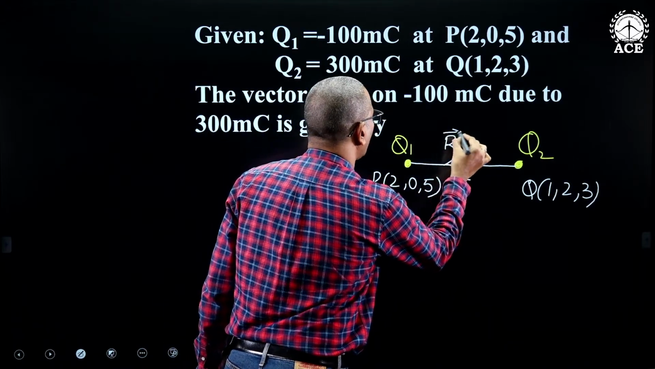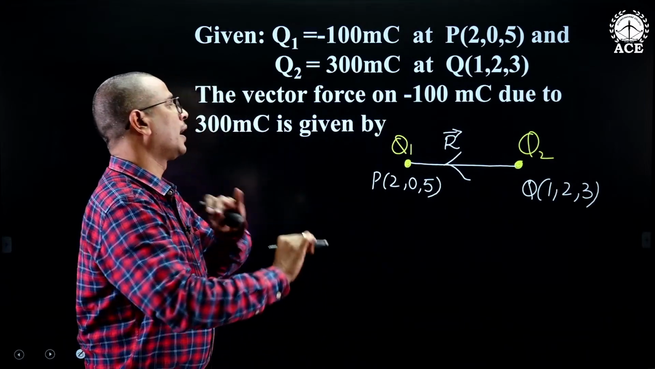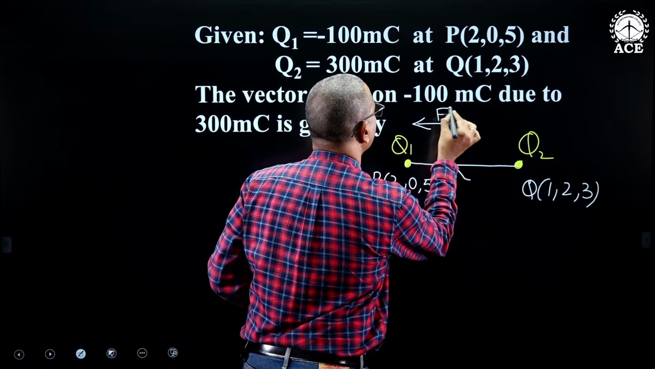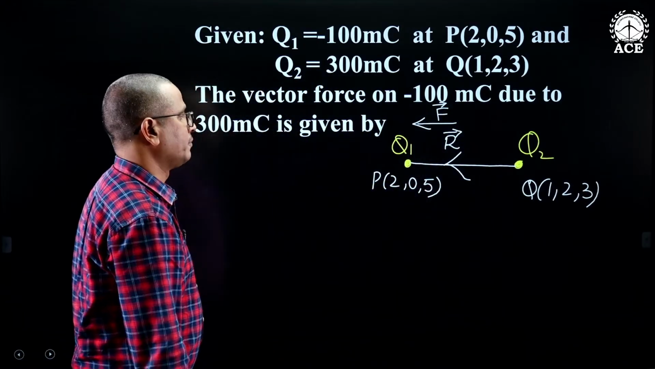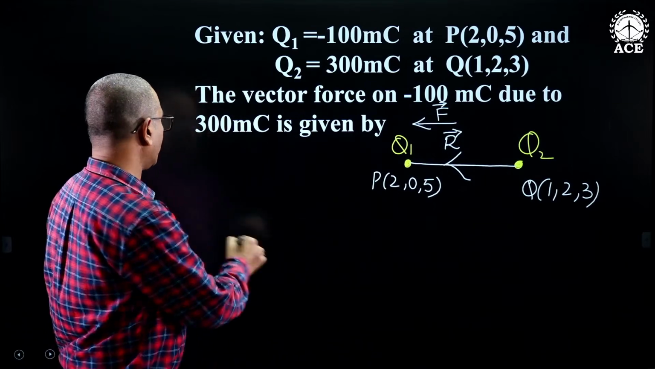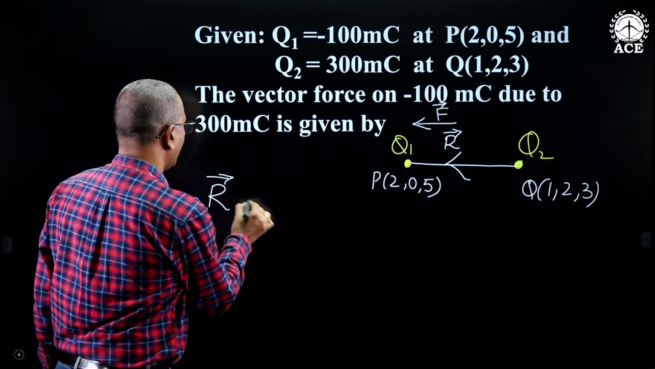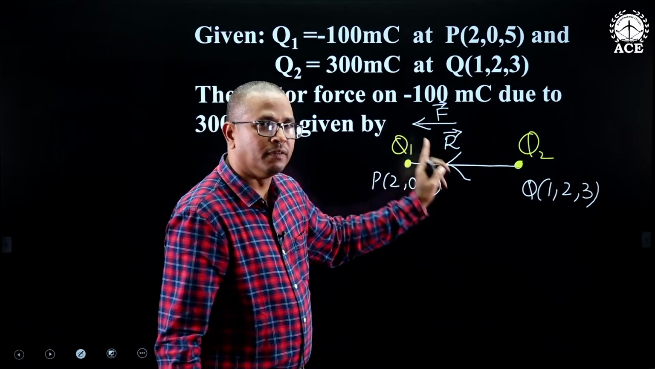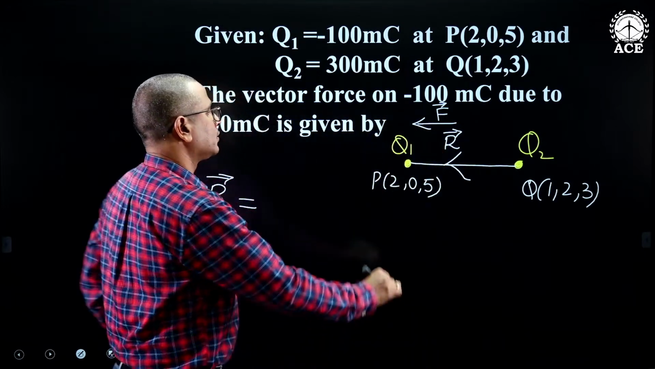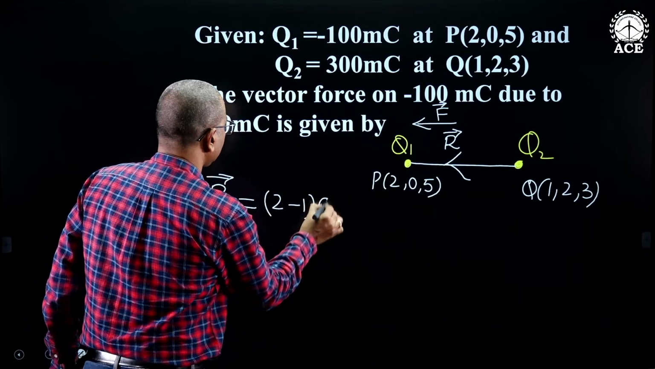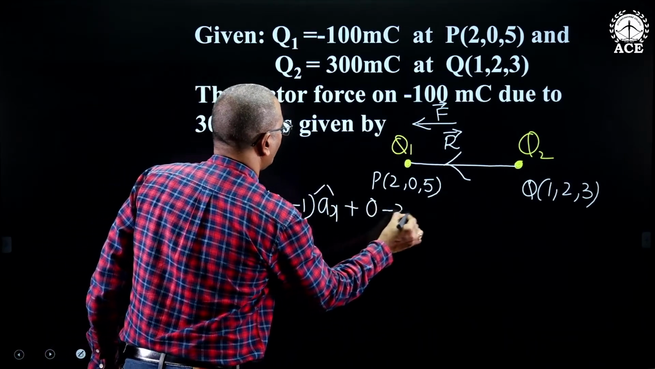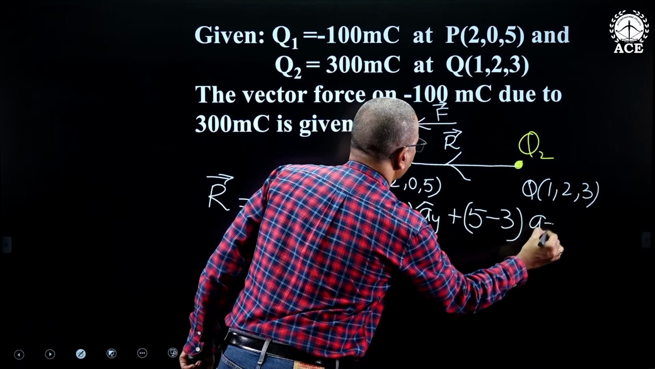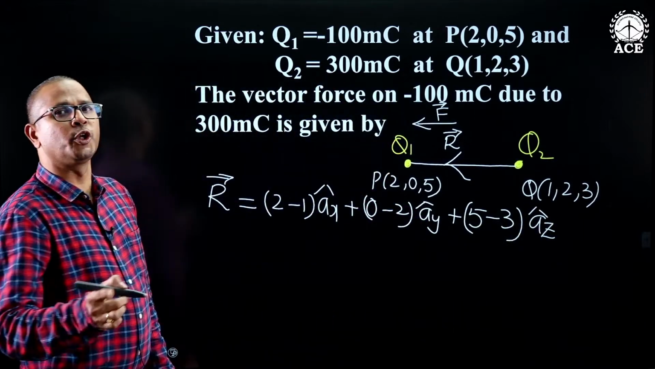Because of that, I have just taken the arrow. This is a displacement. You need not put any suffix symbols. To avoid confusion, I have removed all those. Just put only R bar. Now using this, I'm marking the conventional direction of force, F bar. What is our force equation? Before that, I'm writing the displacement. What is R bar here? Initial is Q, final is P. Always you must take final minus initial. So that is (2 minus 1) AX cap plus (0 minus 2) AY cap plus (5 minus 3) AZ cap. This is the displacement drawn from Q to P.